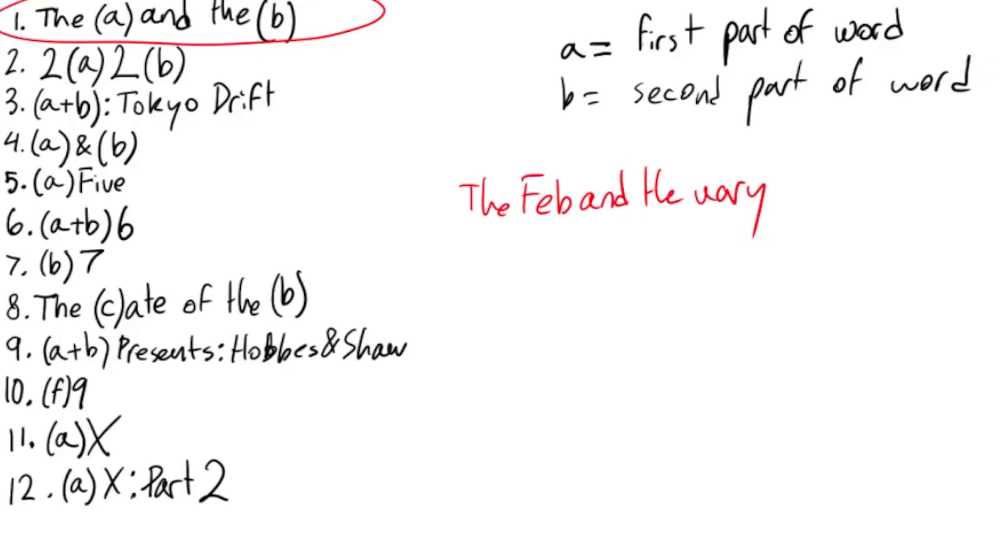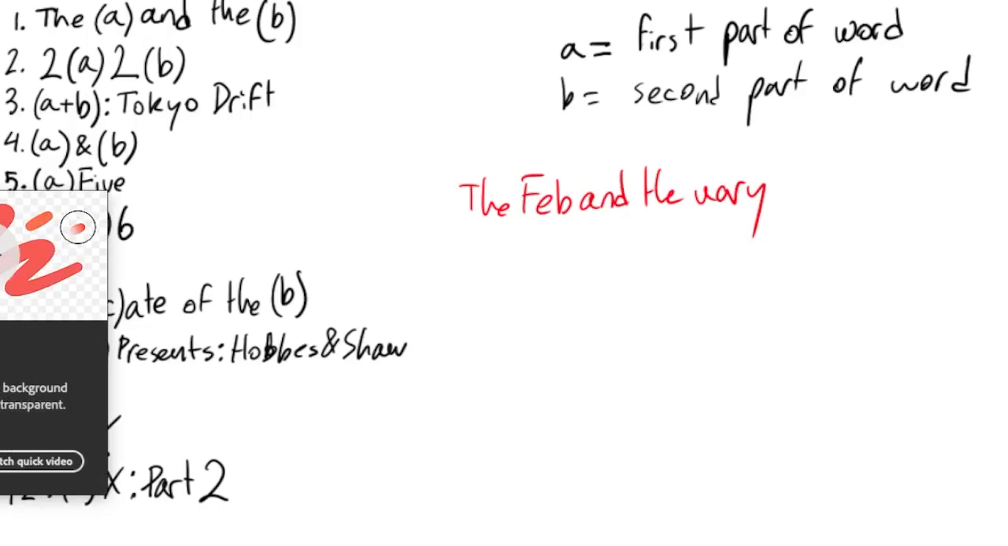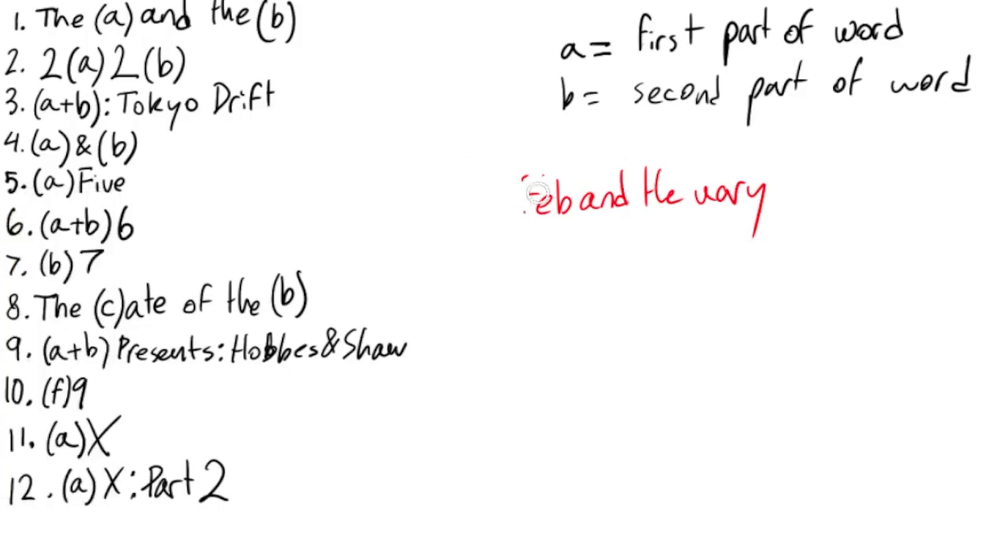Now, A plus B, as seen in A plus B Tokyo Drift, is essentially the entirety of the phrase that you're trying to use. So it would be February Tokyo Drift, if you're trying to say the 3rd of February.